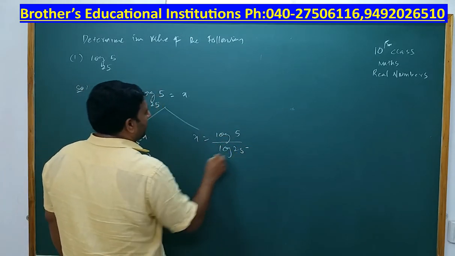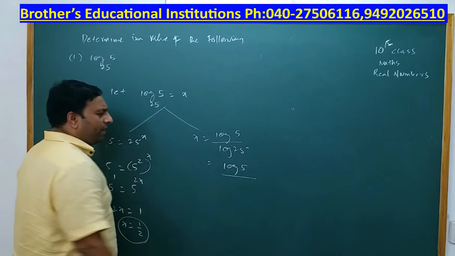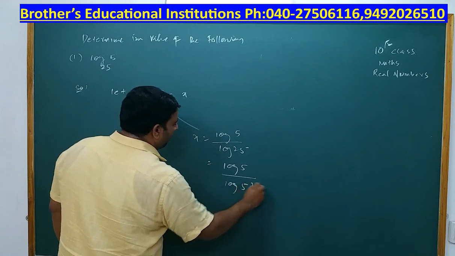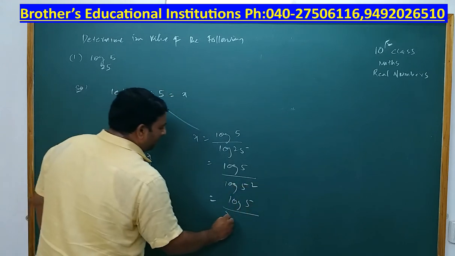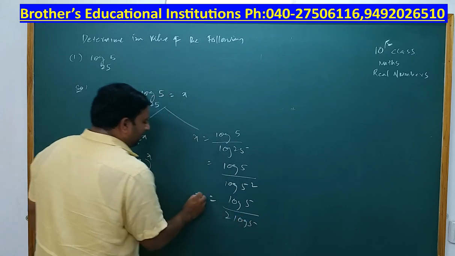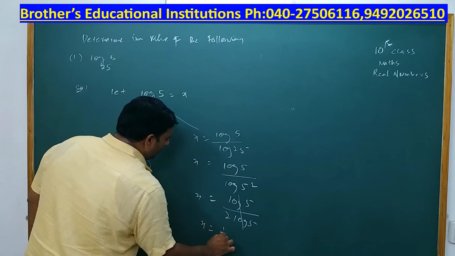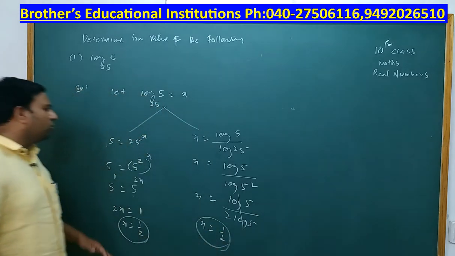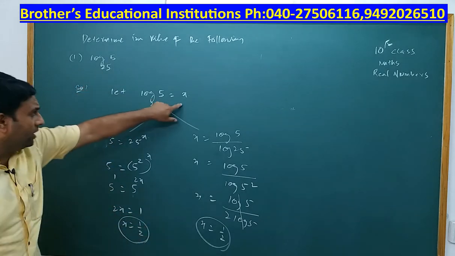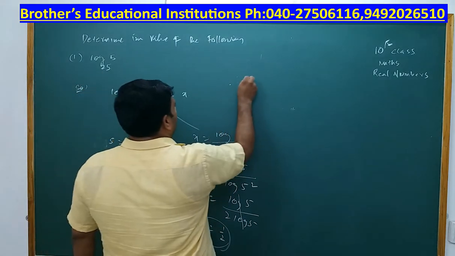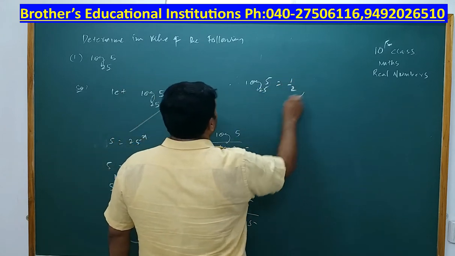You have the formula. Now log 5 by log 25 can be written as log 5 by log of 5 square, which is 2 log 5. So x is equal to log 5 cancels, and ultimately x is equal to 1 by 2. Either you do the problem in this method or that method, the final answer is the same. So log 5 to the base 25 is equal to 1 by 2.